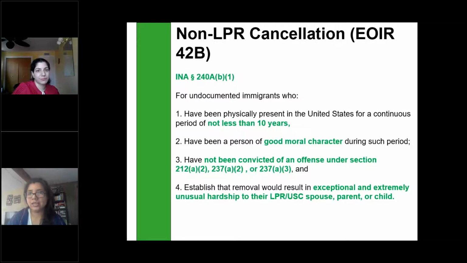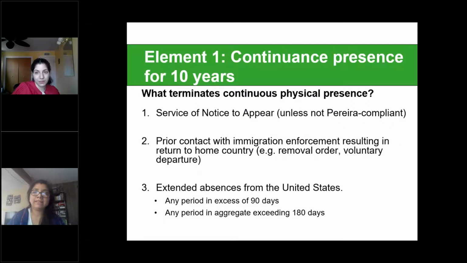As Hina mentioned in the beginning, all of the forms of cancellation that we're going to be discussing today are discretionary, so you always want to keep that in mind, even if a client does qualify for non-LPR cancellation, and how you can show that they merit this waiver. So the first element for non-LPR cancellation is that they have been physically present in the United States for 10 years. So thinking of that 10 years and what can stop the time for those 10 years. The service of a notice to appear can stop that time.